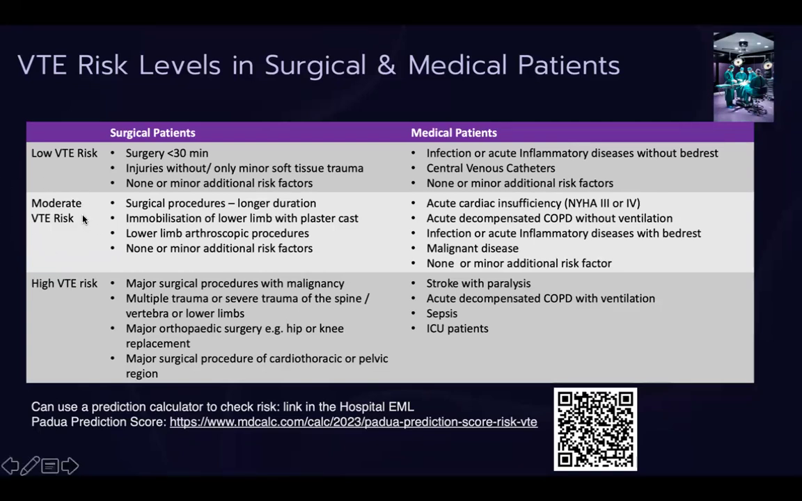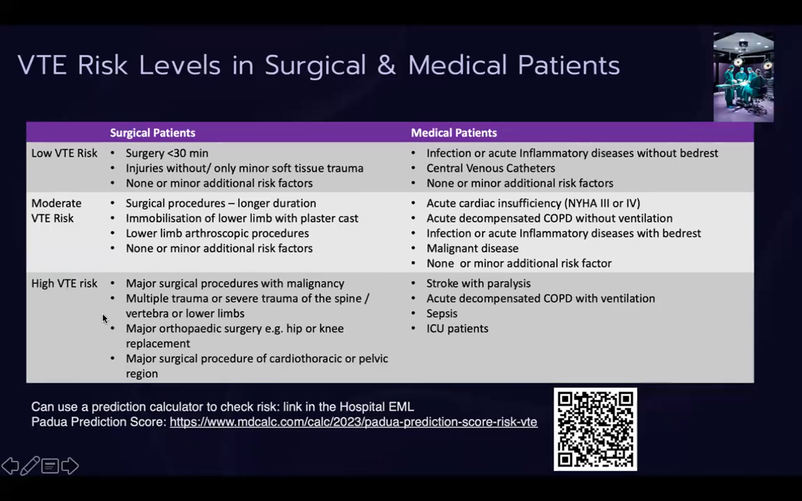Somebody who's considered a moderate risk is a patient with a surgical procedure longer than 30 minutes, or if they have had immobilization of a lower limb with a plaster cast, or they've had an arthroscopic procedure of the lower limb. And again, all of these patients have no additional risk factors.